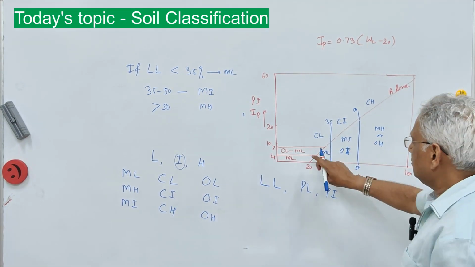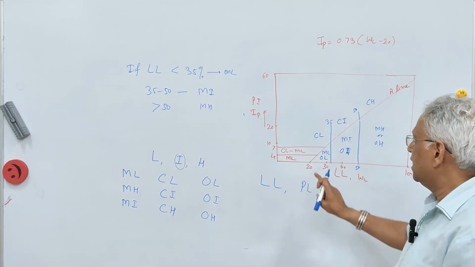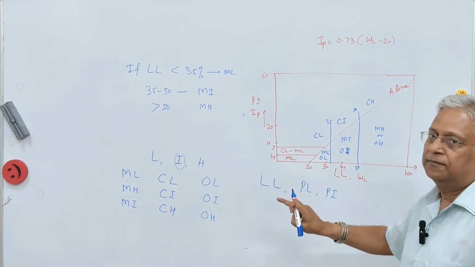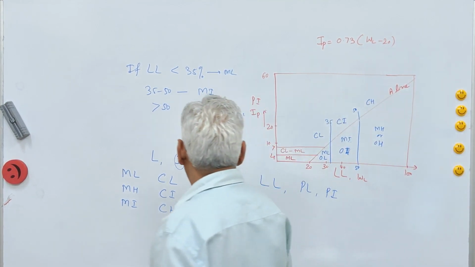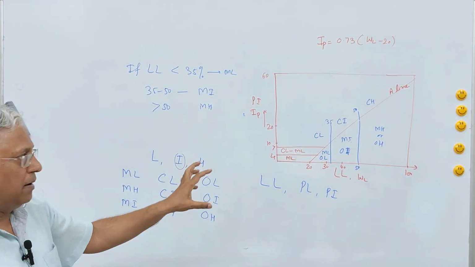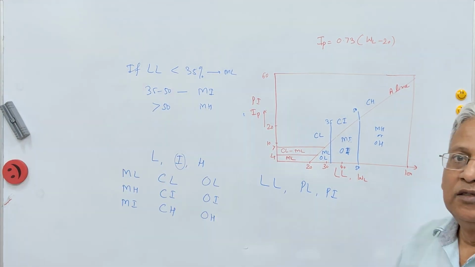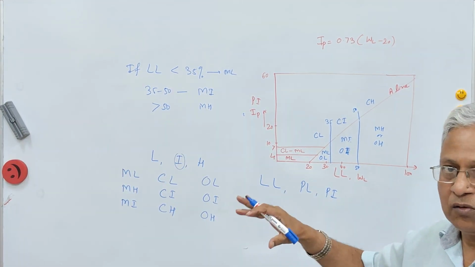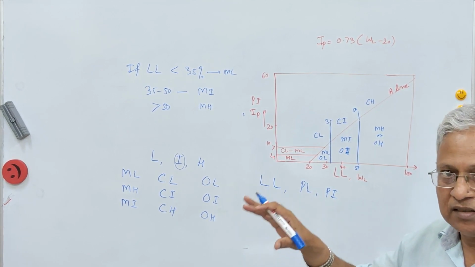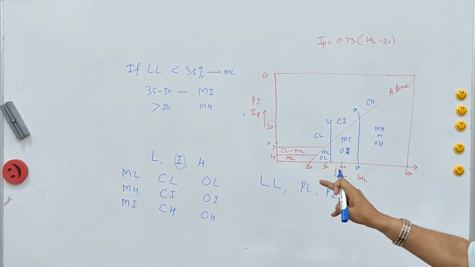Now, if PI value falls between 4 and 7, then in that case it holds a dual symbol, that is CL-ML. Clay with low compressibility or silt with low compressibility. There is an overlap here. If it is less than 4, it is ML. So that is how we classify coarse grained soils and fine grained soils. Coarse grained soils mainly based on grain size distribution, and fine grained soils mainly based on liquid limit and plasticity index.